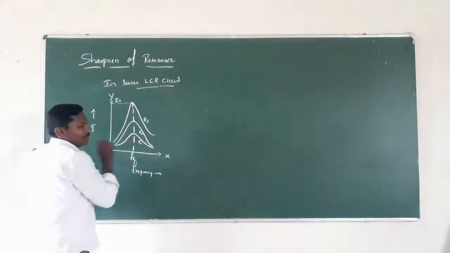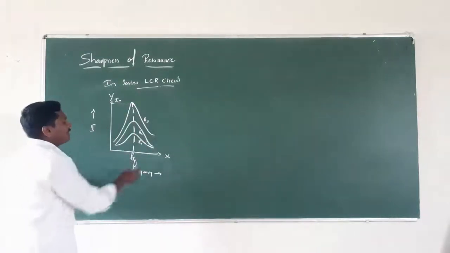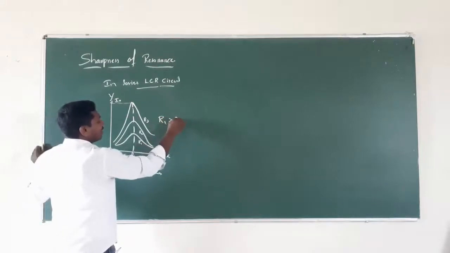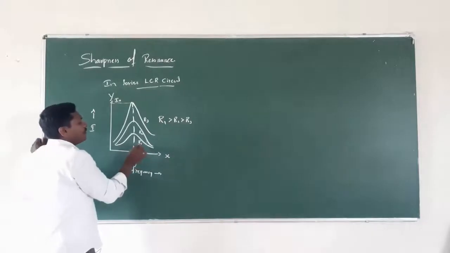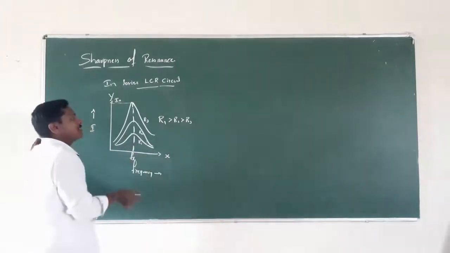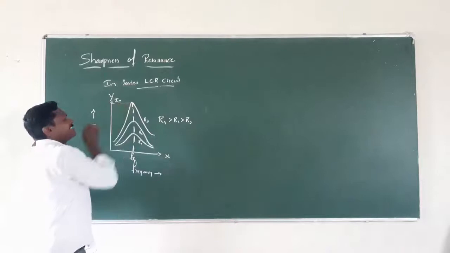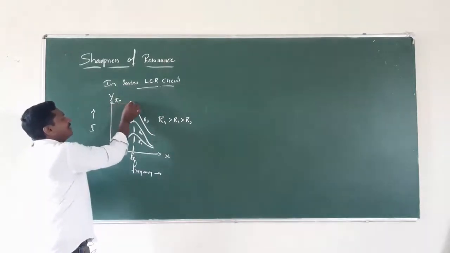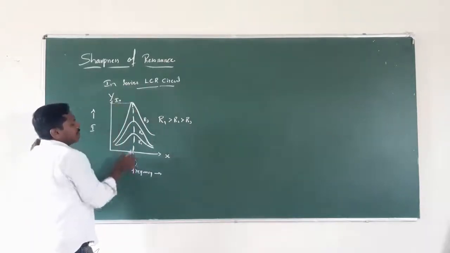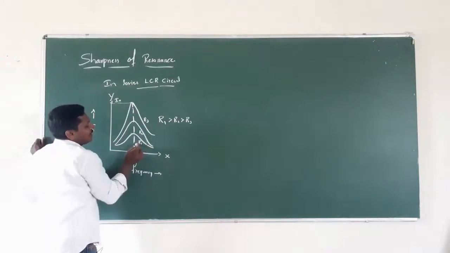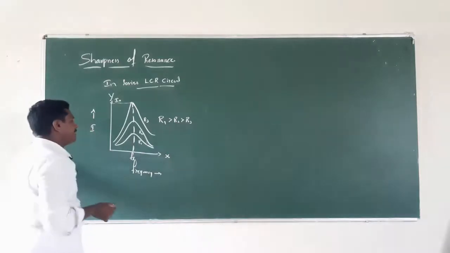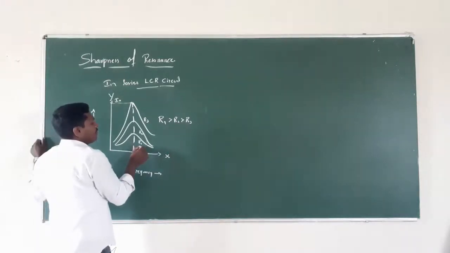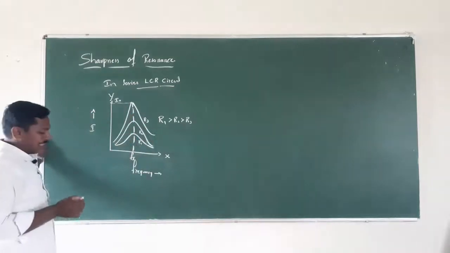Here we took R1, R2, R3. Here R1 is greater than R2 is greater than R3. In the sense, as the value of resistance decreases, the current value increases. So, we are going to get the peak value of a current, that is I naught here. The resistance decreasing, R1 is greater than R2 greater than R3. Therefore, resistance value decreases, the current value increases.